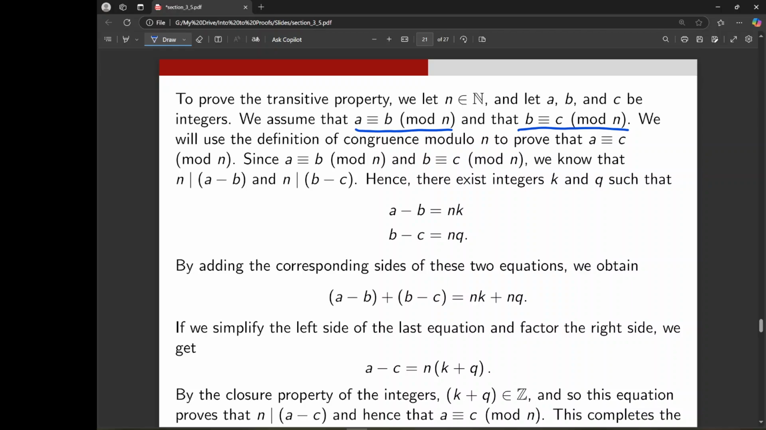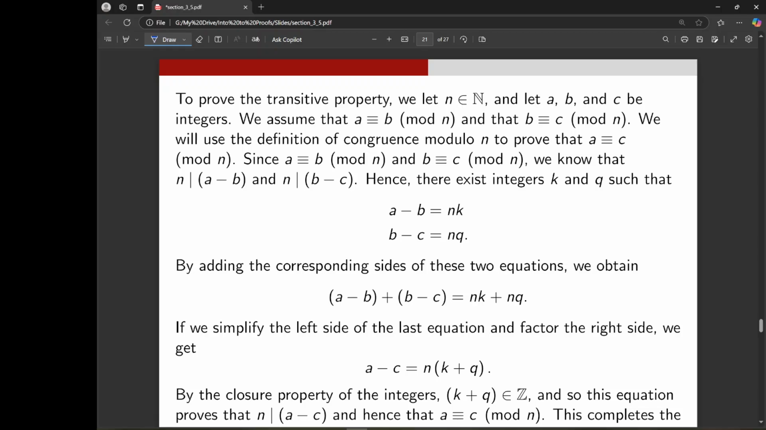So this is a good way of writing a proof. It's always good to say what you're trying to prove. But when you do that, you want to say things like, we will use the definition to prove. So you're not assuming what you want to prove, because that's bad. Okay.